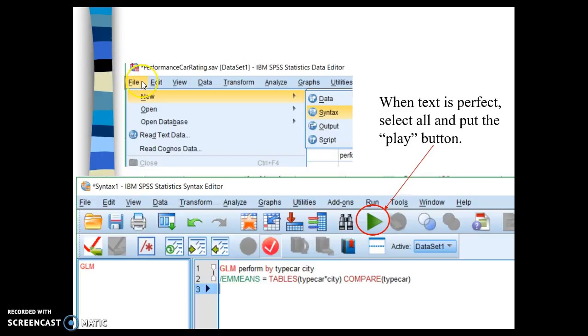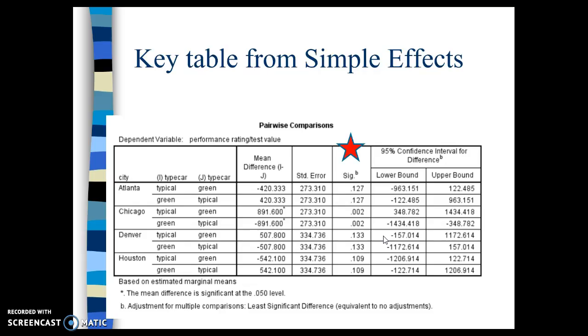So again, you'll go to File, New, Syntax. You can do this on any of the open documents. Put in the information and then hit the play button. That's going to run all the different tables, and this is the one that you really care about, the pairwise comparisons. So you're going to scan down just like we did with the other post-hoc tests, look for where the differences lie. Scan over here and see that Chicago has both of the differences.